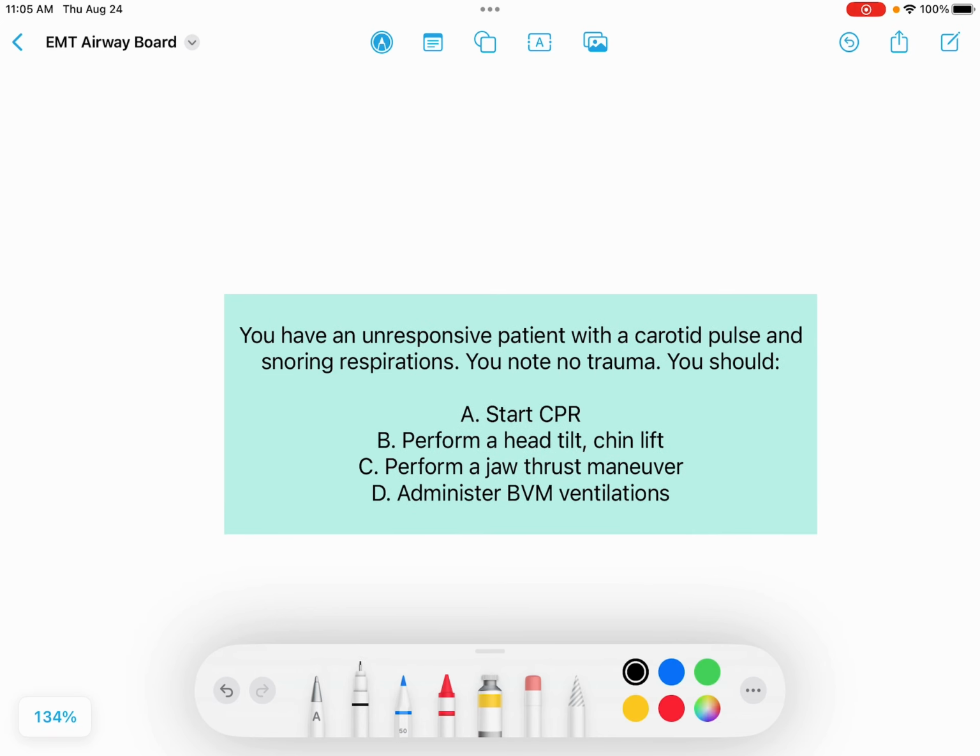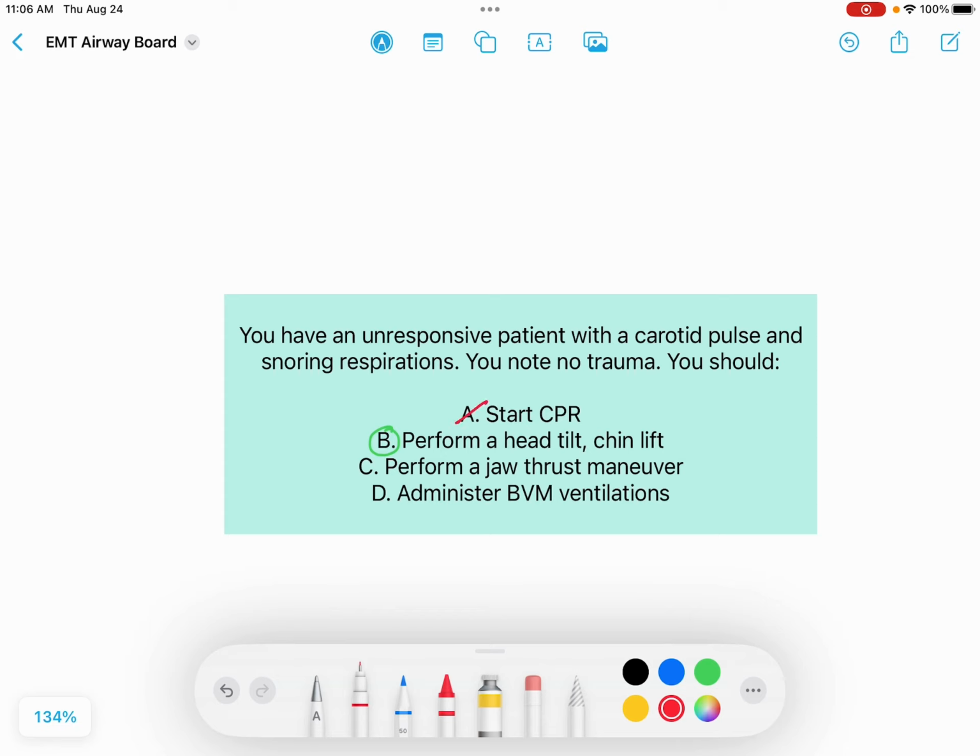All right, so you have an unresponsive patient with a carotid pulse and snoring respirations. You note no trauma. You should A, start CPR, B, perform a head tilt chin lift, C, perform a jaw thrust maneuver, or D, administer BVM ventilations. So take a moment. And if we picked perform a head tilt chin lift, that's a great start. They told us that they have a pulse, so that's good. We can get rid of A.